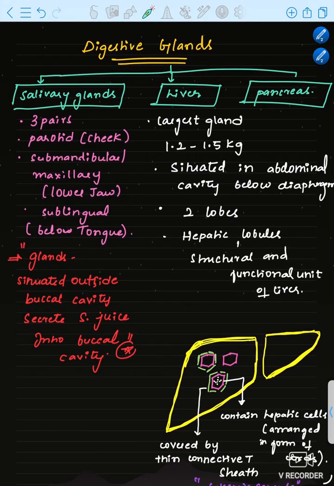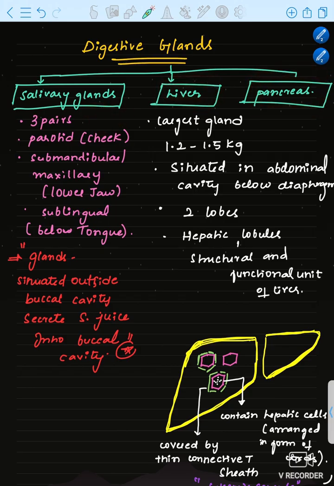Digestive glands are so easy. There are 3 digestive glands. Okay, first one is salivary gland, and next is liver, and next pancreas. First, salivary glands, 3 pairs are there. So total 6 glands are there.